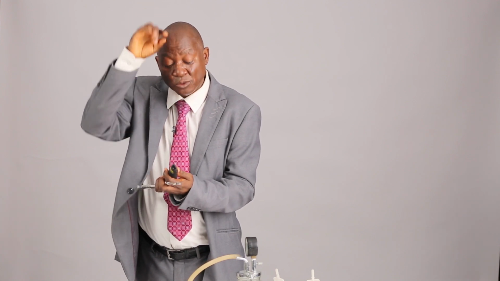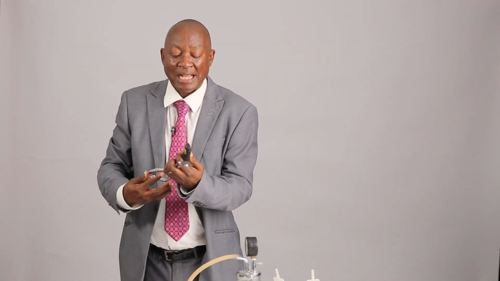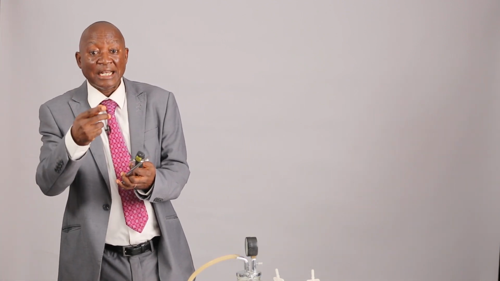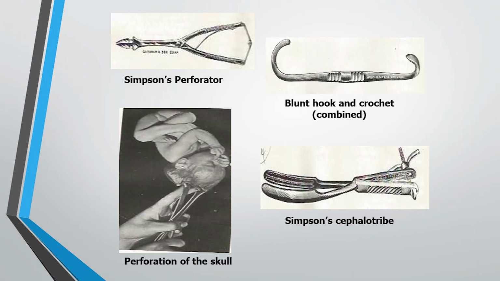You use this Simpson's perforator. You just introduce it, because the anterior fontanelle is still open at that time. Then introduce the sharp aspect, enlarge the perforator, and then allow some of the vessels and brain tissues to come out. And then, as you can see in the diagram below, this is an example of a perforation of the skull.